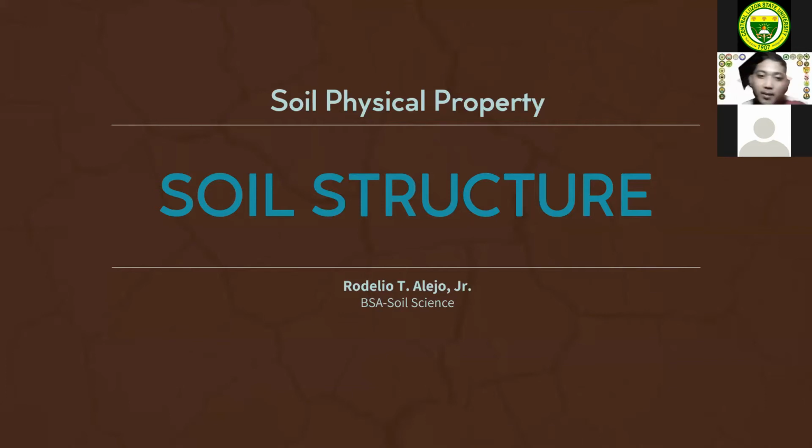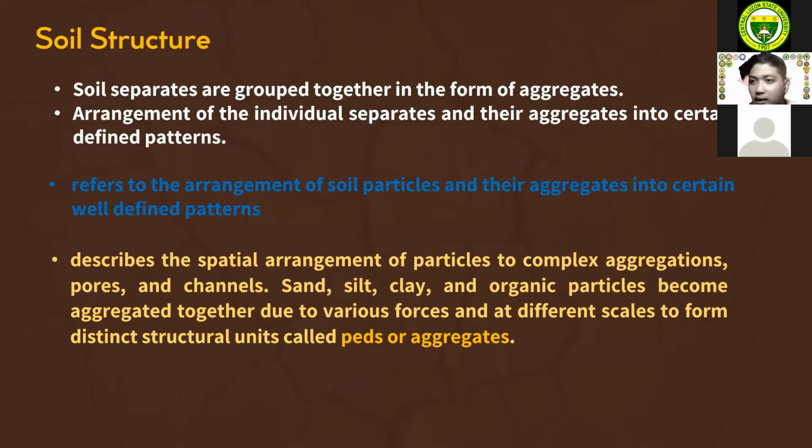So, ngayon ang topic natin is about soil structure. We're done with soil texture. These are the definitions of soil structure. Soil separates are grouped together in the form of aggregates. Yung mga soil separates natin kanina, just like sand, silt, and clay, pag sila ay nag-group together, they are bound together with other matter, like organic matter, so they form aggregates. Yung aggregates na yon, when they are arranged together, these are what we call the soil structure.